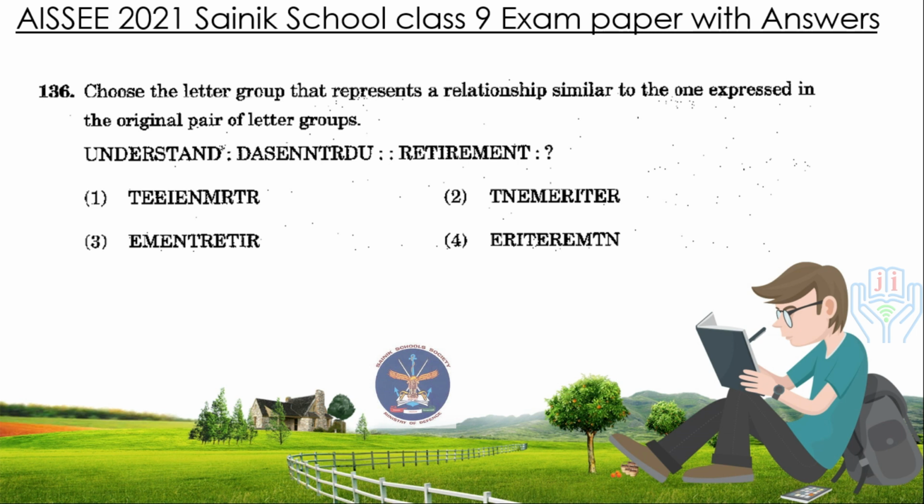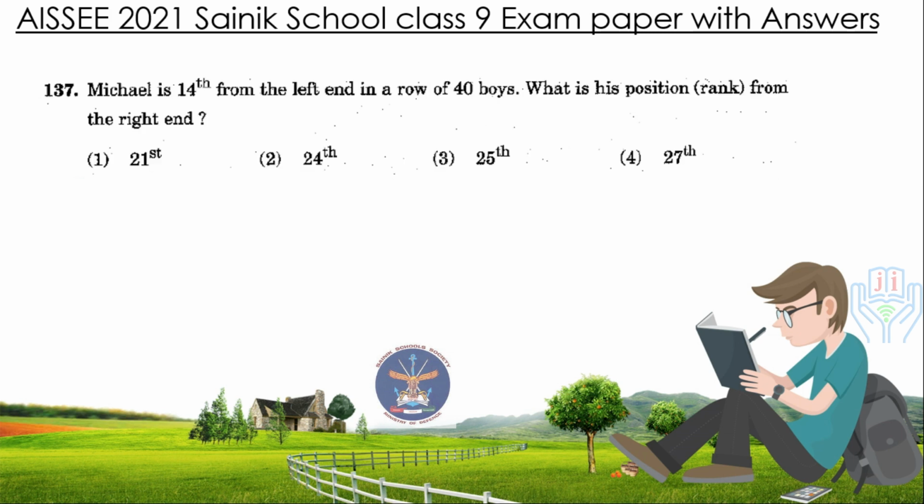Choose the letter group that represents a relationship similar to the one expressed in the original pair of letter groups. Understand is DASENNTRDU. Then determined is TEEIENMRTR. Option 1. Michael is 14th from the left and in a row of 40 boys.